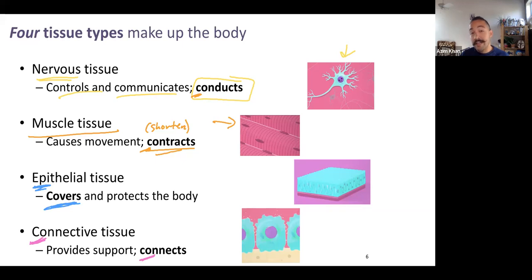It could be even blood. Blood is considered a connective tissue. And I know blood is very fluid, but it's still connecting parts of your body from one place to another. It's a transport system. So there's many diverse types of connective tissues. We'll be going over them, at least some of them, a bit later in one of the later videos of this chapter.